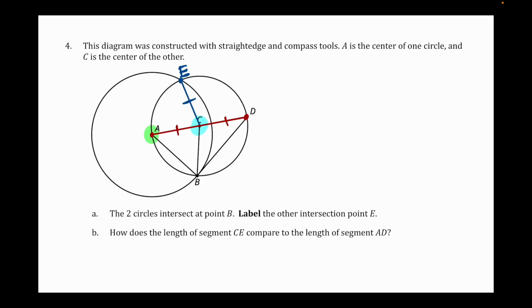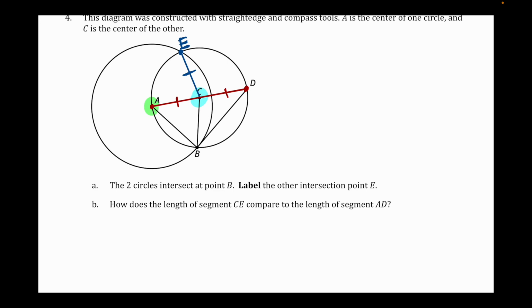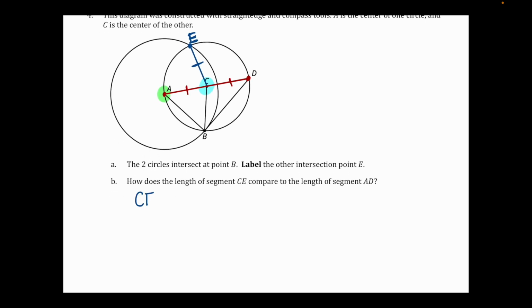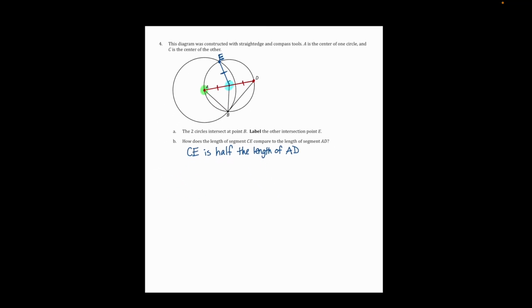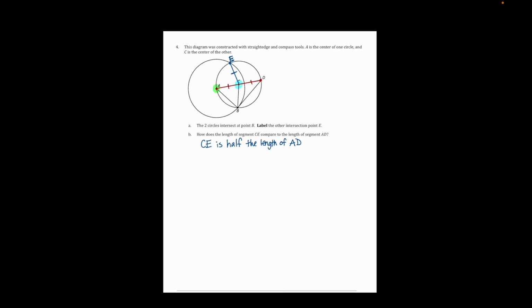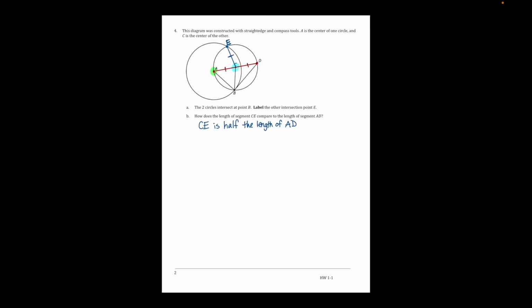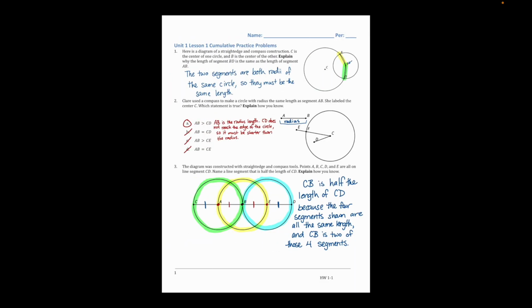So that means that just like our previous one, where we had 2 pieces and 4 pieces, we now have 2 pieces versus 1. So we can say that CE is half the length of AD. And there we go. That is actually the end of homework assignment 1-1, aka Unit 1, Lesson 1.